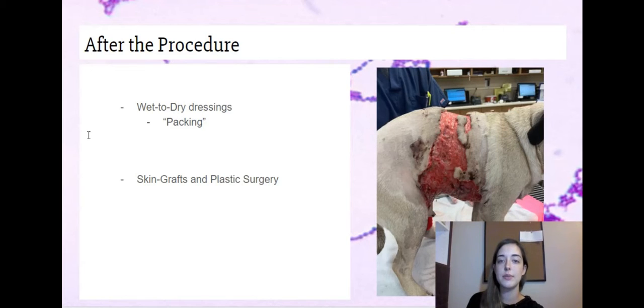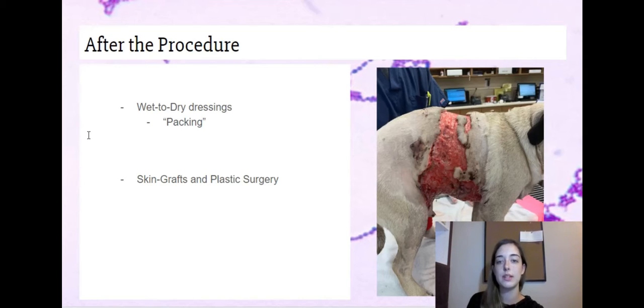The image on this slide was taken after his second and final surgery. As you can see, nearly all of the skin on his belly and sides has been removed on his right side. After the surgery, wet-to-dry bandages or packing is typically used to help promote recovery. When the infection is gone, skin grafts and plastic surgery may need to be done to properly close the wound due to the amount of tissue removed.